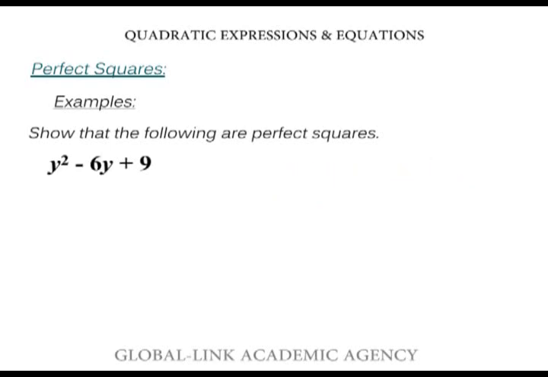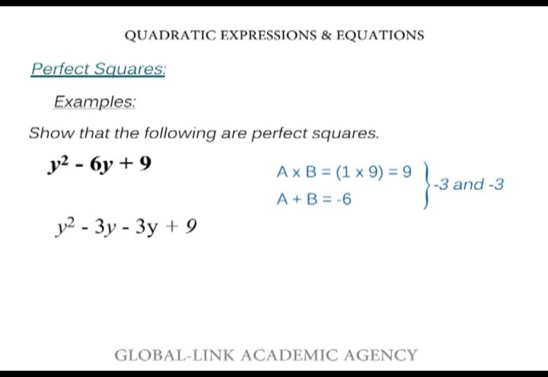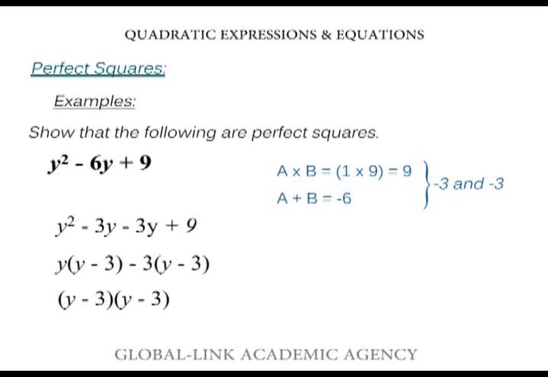Number 2, y squared minus 6y plus 9. Our numbers are -3 and -3. Therefore, y squared minus 3y minus 3y plus 9, we factorize and we end up with (y minus 3) times (y minus 3), which can be (y minus 3) squared.